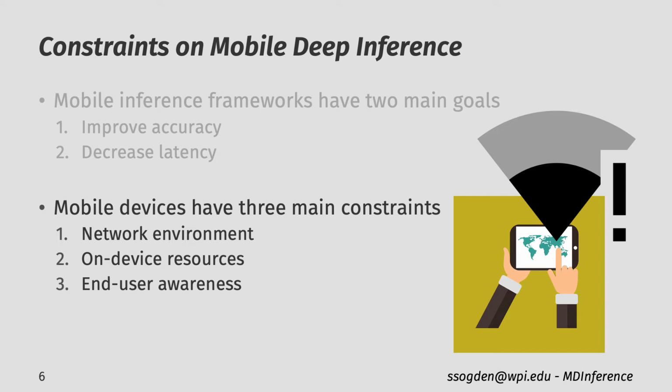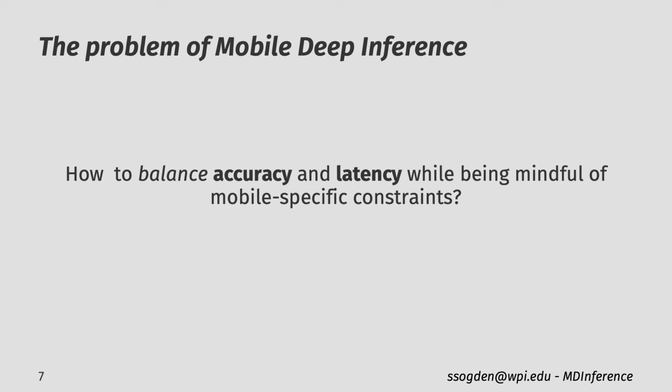Mobile devices are held by humans who want accurate results, and they want them within a reasonable and predictable amount of time. While these are our overall goals, we need to remember that balancing them is important, since end users are holding the device. This all leads to the core question of mobile deep inference, which is how to balance accuracy and latency while being mindful of these mobile-specific constraints.